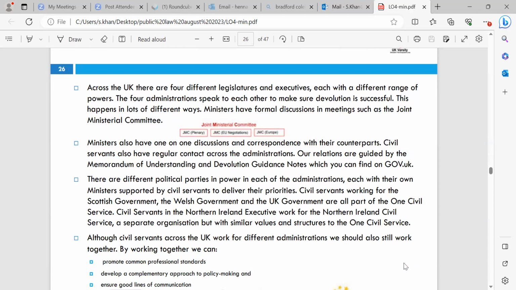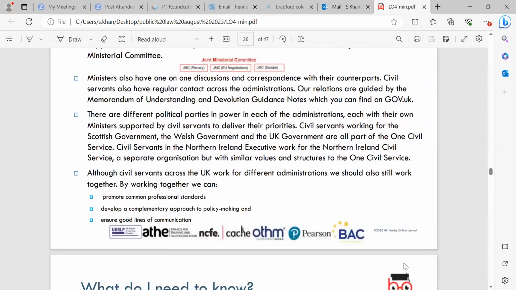Civil servants also have regular contact across the administrations. Our relations are guided by the Memorandum of Understanding and Devolution Guidance Notes, which can be found on the gov.uk website. There are different political parties in power in each of the administrations, each with their own ministers supported by civil servants to deliver their priorities. Civil servants working for the Scottish Government, the Welsh Government and the UK Government are all part of one civil service. Civil servants in the Northern Ireland Executive work for the Northern Ireland Civil Service, a separate organisation, but with similar values, codes and policies.